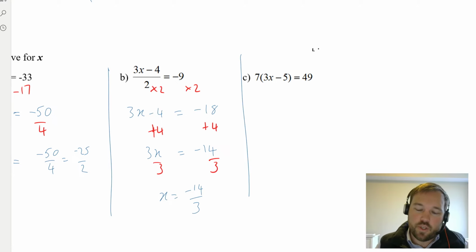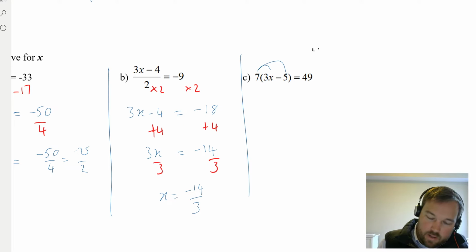Alright, two options here. Either we can ditch that 7, or we can expand the brackets, simplify, and then get rid of it. Both ways work. Typically, if I see brackets, I think it's a good idea to expand them. It works every time, whereas ditching the 7 at the front only works some of the time. It would work here because 49 is a factor of 7, a multiple of 7. So multiplying that 7 in, we have 21x take 35 equals 49.